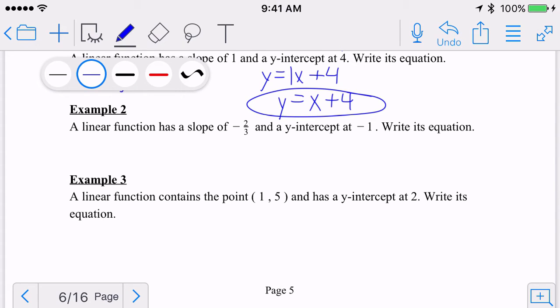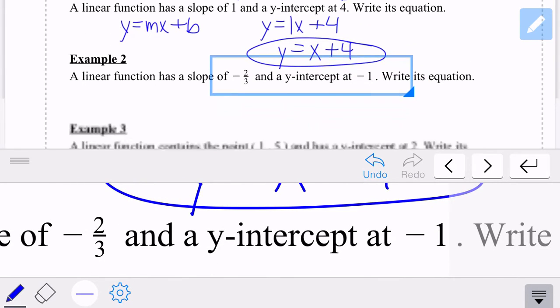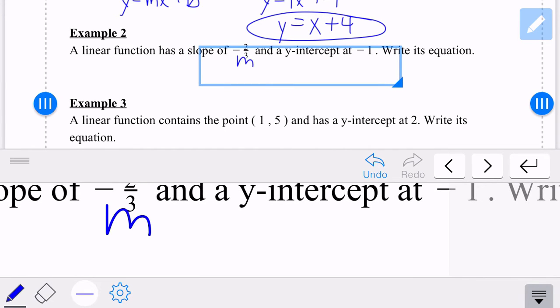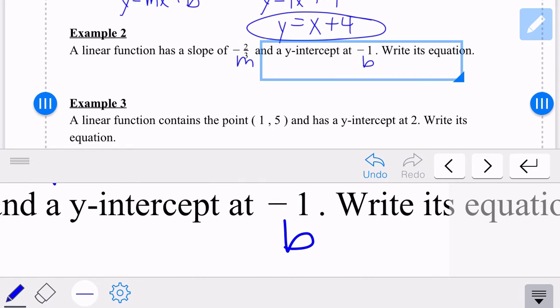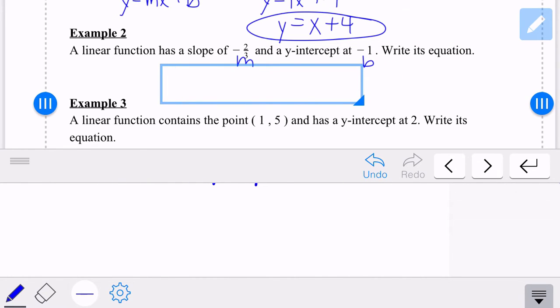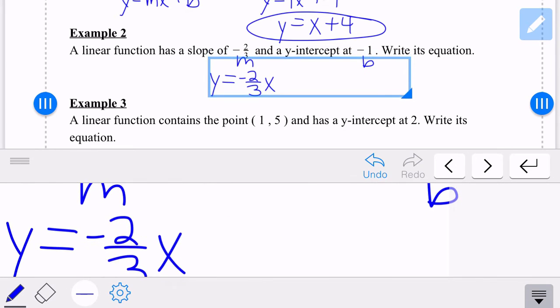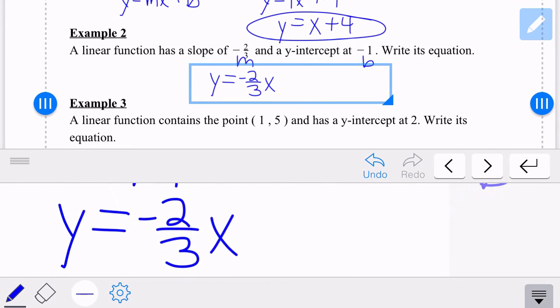Looking at the second example, a linear function has a slope of -2/3 and a y-intercept at -1. Again, we've got m here, -2/3, and our b is -1. So we've got to put that into y equals mx plus b. m is -2/3, so we're going to have -2/3 x. And then since b is negative as well, instead of plus, we're just going to have a -1. And then that would be it. You'd be done.